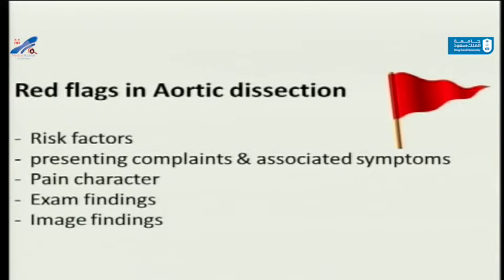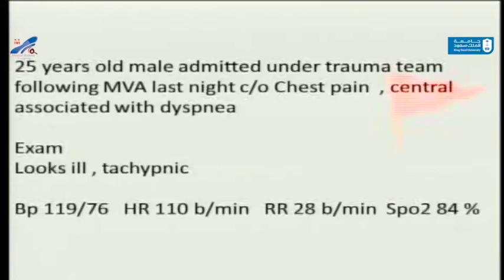Red flags in aortic dissection. What do we say? Risk factors. We said hypertension, connective tissue disease, certain syndromes like Marfan syndrome and others. Then the presenting complaint and associated symptoms: the character of the pain, tearing, radiating to the back, associated symptoms like syncope or any neurological symptoms increase the likelihood of having an aortic dissection. The exam findings: what do you expect to see in aortic dissection? Pulse deficit, unequal blood pressure, right? What else? Murmurs, aortic regurgitation murmur if it's extending. Imaging findings, we said the chest X-ray findings.